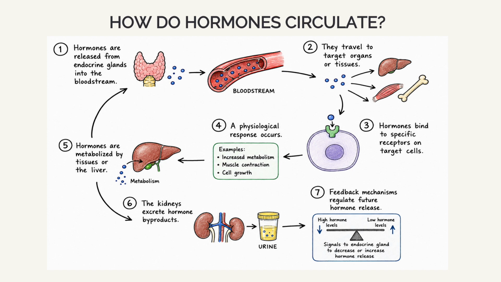This feedback mechanism helps maintain that homeostasis in the body that we want and ensures that the hormone levels remain within a normal range. Now, one thing to remember is that hormones are released into the bloodstream, travel to the target cell, produce a specific response, are broken down and excreted, and are continuously regulated through this feedback mechanism to maintain homeostasis.